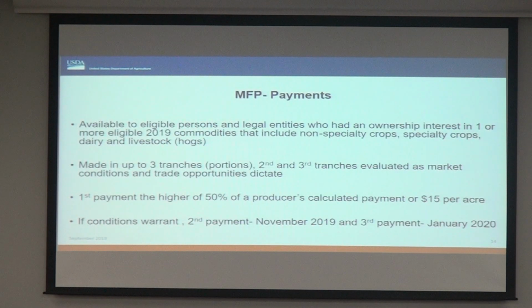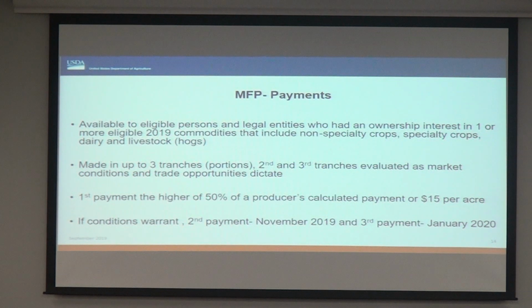So payments are available to eligible persons and entities that have an ownership interest in one or more eligible commodities. These include 2019 commodities. We have several different classifications of commodities. We have non-specialty crops, those are pretty much your row crops. Specialty crops, here in Georgia we have a few grape applications that we paid on, but vastly the majority are pecans. There are also dairies eligible under the program, and the livestock that it mentions is hogs that are affected.